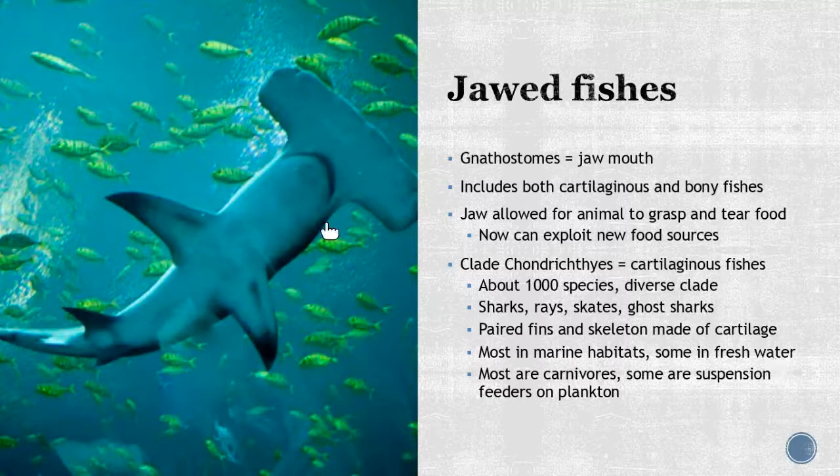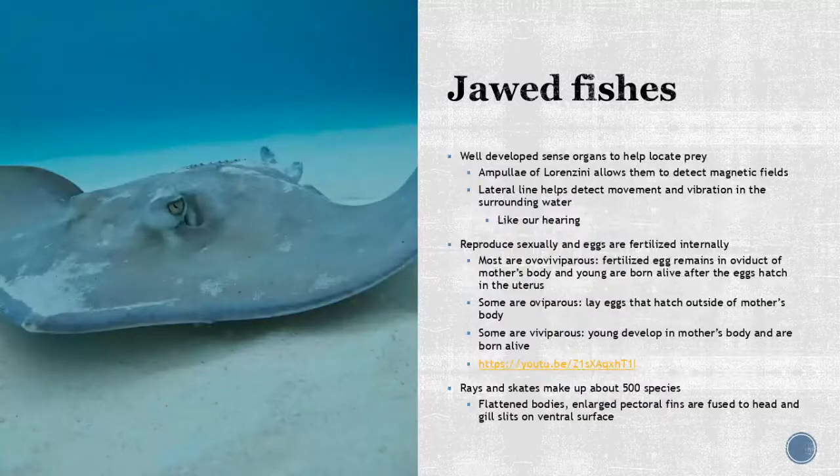Now, with that jaw, you're going to see primarily they're going to be carnivorous, but some of them are going to be suspension feeders. Think of whale sharks with that one right there. Now, with these jawed fishes that we started talking about, they have these well-developed sense organs to help locate prey. So you're going to see the eyes get more and more complex.